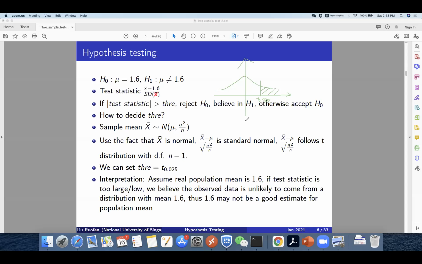But how do we calculate t 0.025? You can call a function, because the t distribution has a probability density function, right? From the probability density function, we can compute the cumulative density function. Once we get the cumulative density function, we can get its inverse function. So given a quantile we want, we can map it to a value.